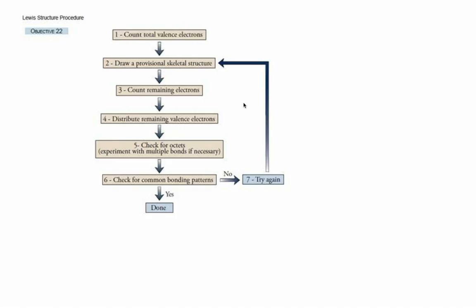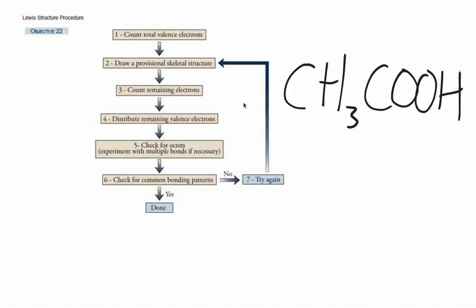So sometimes people like to have rules about how to do things. If we want rules about how to draw our Lewis structures, one thing that we can do, especially if we have a more complex structure, say we have something written out like this, we have acetic acid, so CH3COOH, and we need to know the Lewis dot structure.